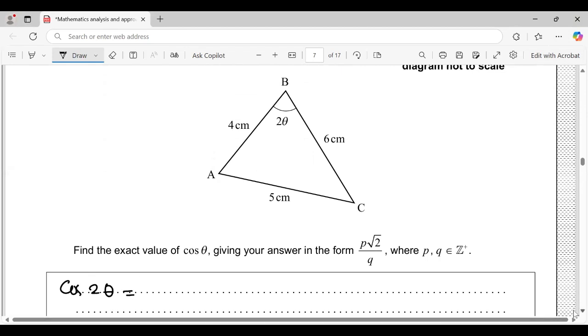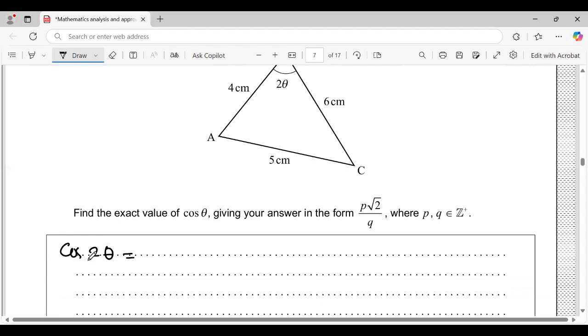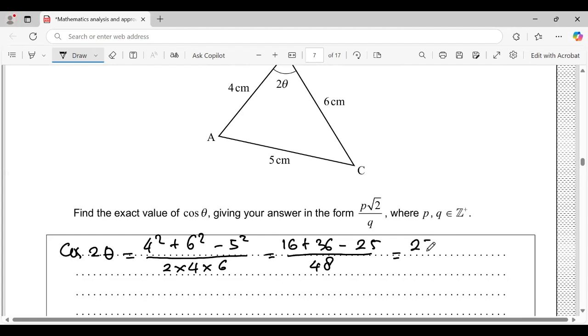So if we substitute into this rule, it becomes 4 squared plus 6 squared minus 5 squared, divided by 2 multiply 4 multiply by 6. 16 plus 36 minus 25, divided by 48. Okay, 27 over 48. Simplify, becomes 9 over 16.